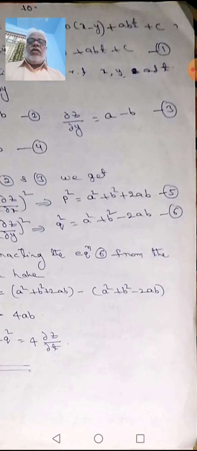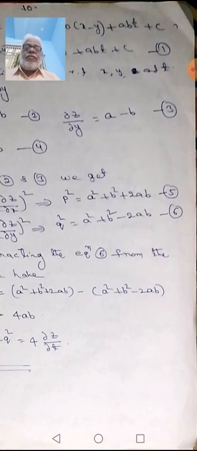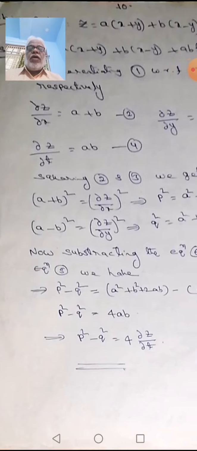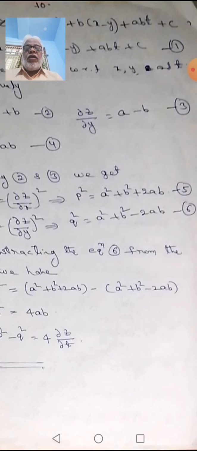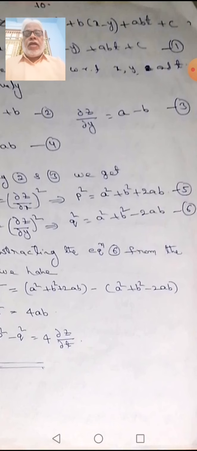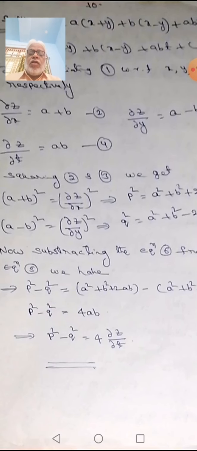5 minus 6. What is 5? p square is equal to a square plus b square plus 2ab, and what is 6? q square is equal to a square plus b square minus 2ab. If you subtract 5 minus 6, that is p square minus q square is equal to a square plus b square plus 2ab minus (a square plus b square minus 2ab). Both terms are cancelled, that is a square plus b square are cancelled. We got 2ab minus of minus 2ab, 4ab. So finally what we get, p square minus q square is equal to 4ab.